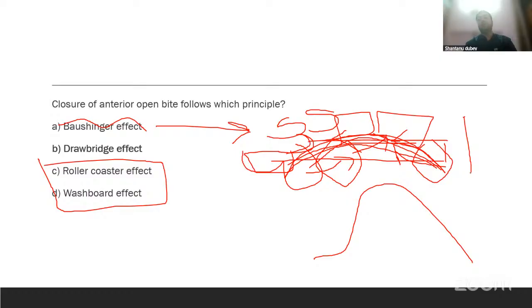The canine has to be upright, and it has gone like that. The premolar has to be like this, and it has gone like that. The molar also has a longitudinal axis like that. So all of them tip towards the extraction space. That is the roller coaster effect.